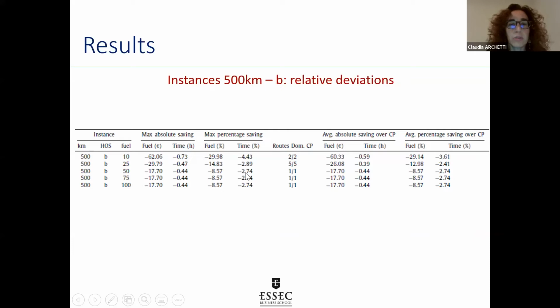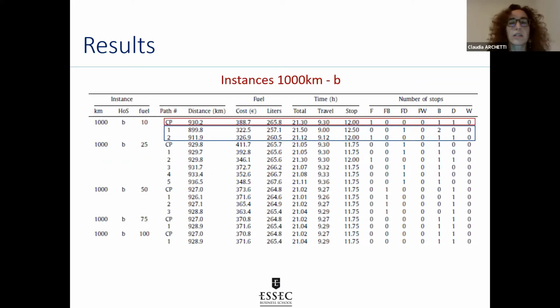This table presents the same results, but now in terms of saving with respect to the current practice. And we see that we can have savings in terms of fuel of up to almost 20%, sorry, 30%. And in terms of time, up to 4.5% with respect to the current practice solution. These are the results for the 1,000 kilometer instance. And then you see that we have similar results with respect to the former case.